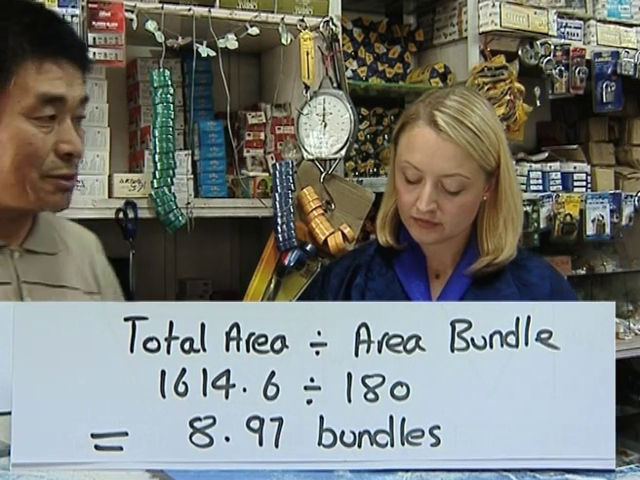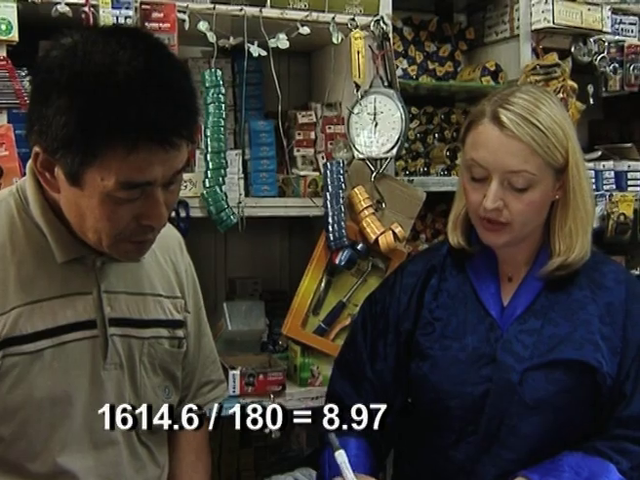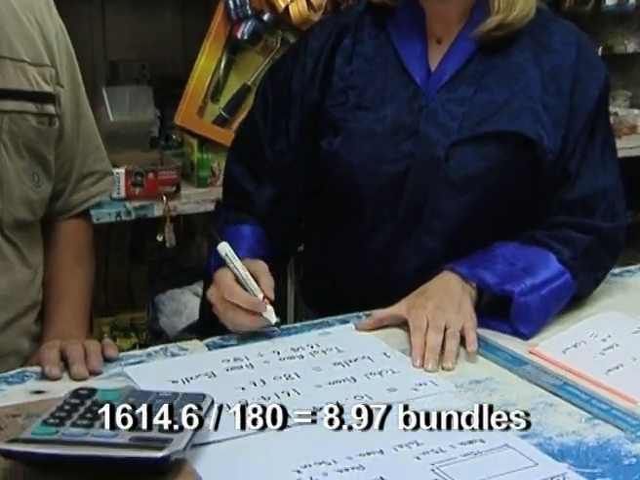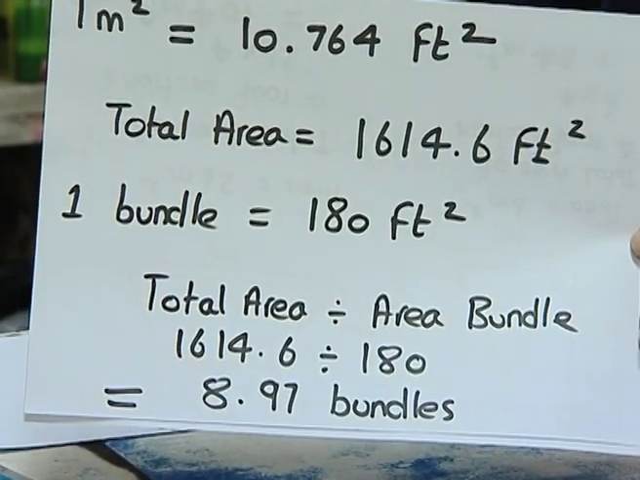And what is the present cost? You can multiply this one. So we took the total area that we require divided by the area in a bundle, which in our case was 1614.6 divided by 180, and we found that we require a total of 8.97 bundles. You probably need a bit more than this, because we didn't keep the provision for overlapping.